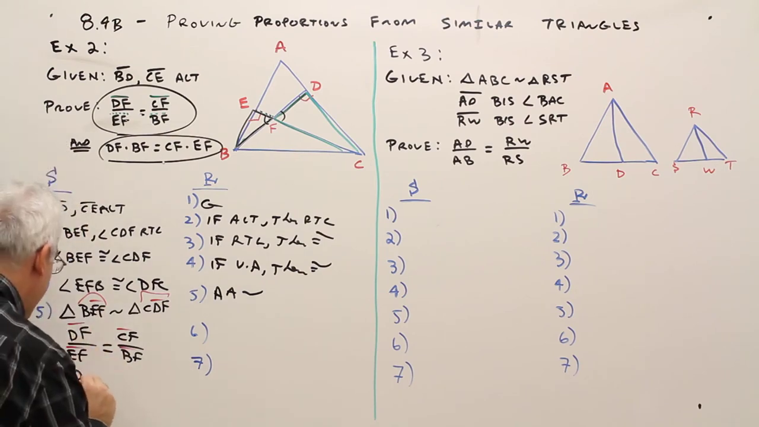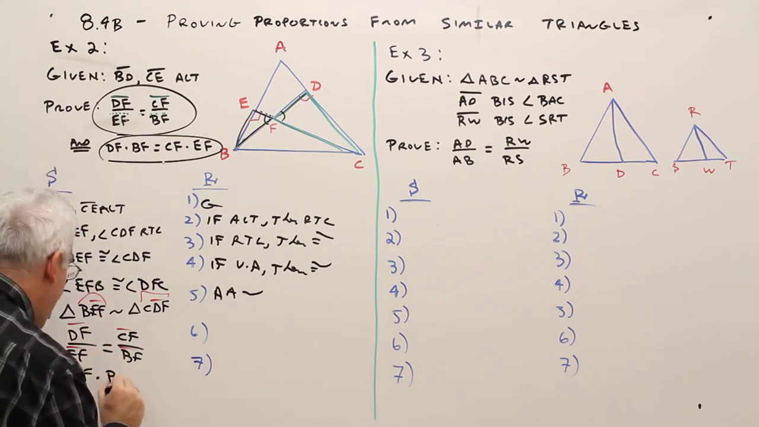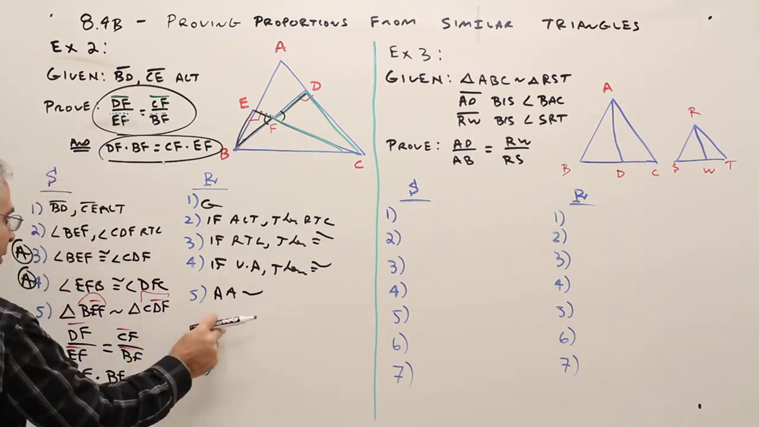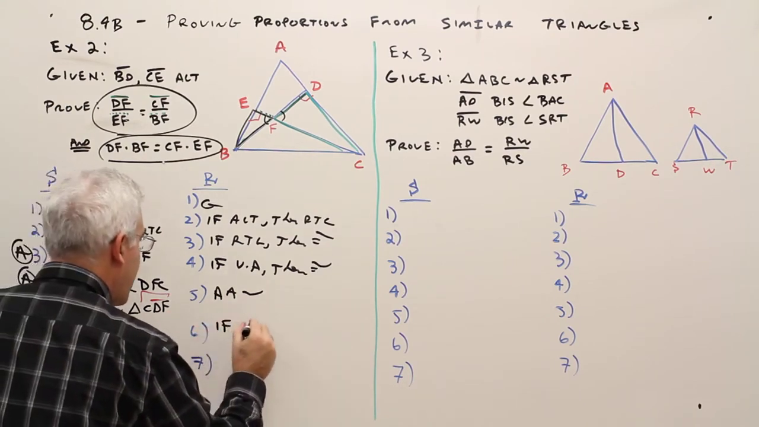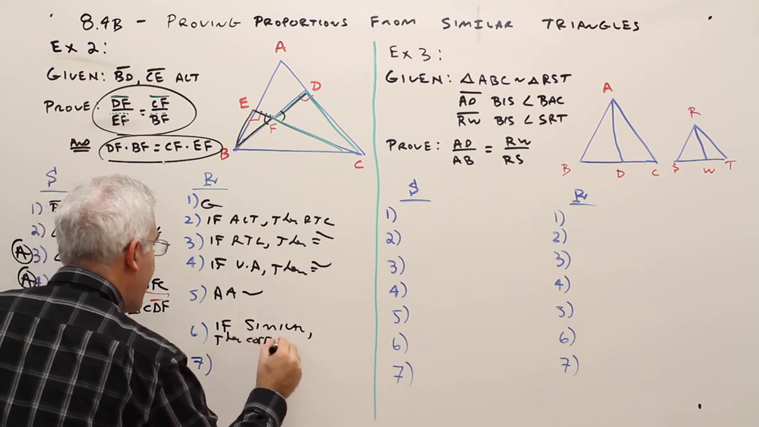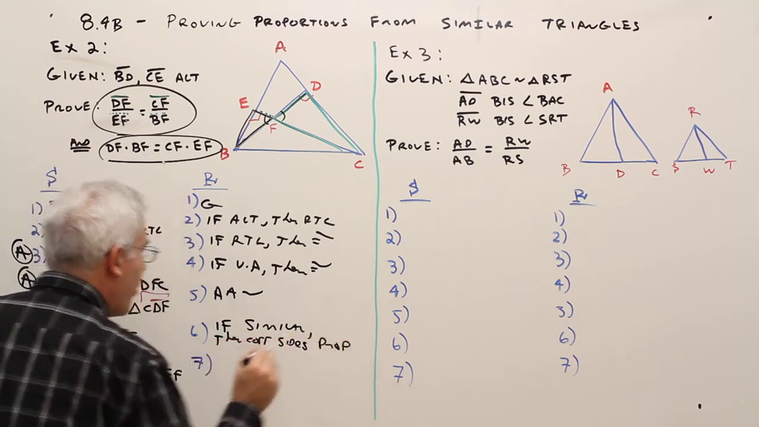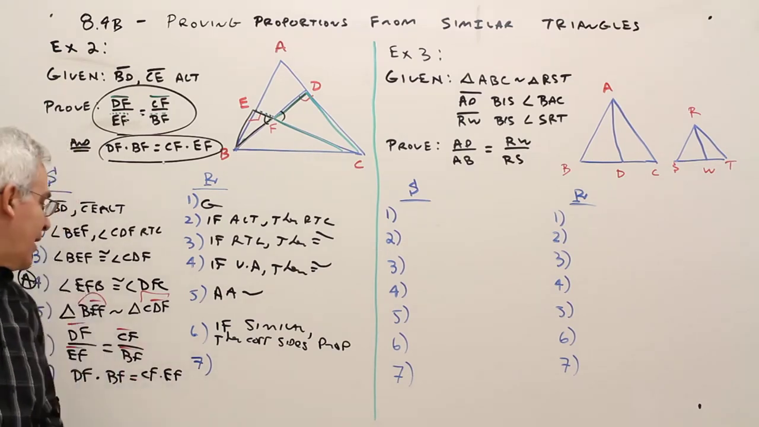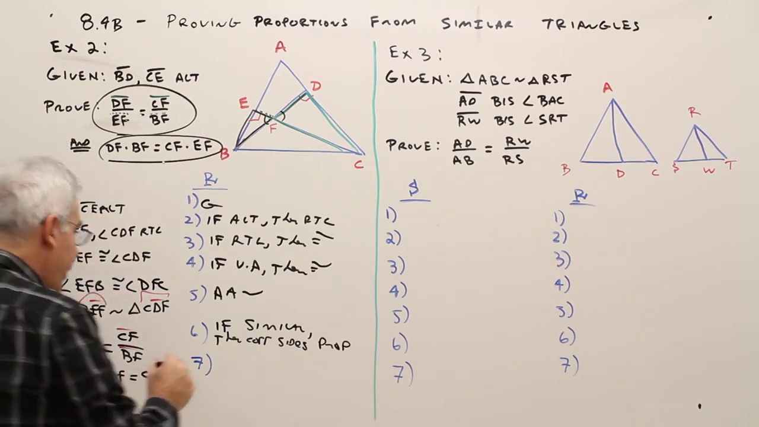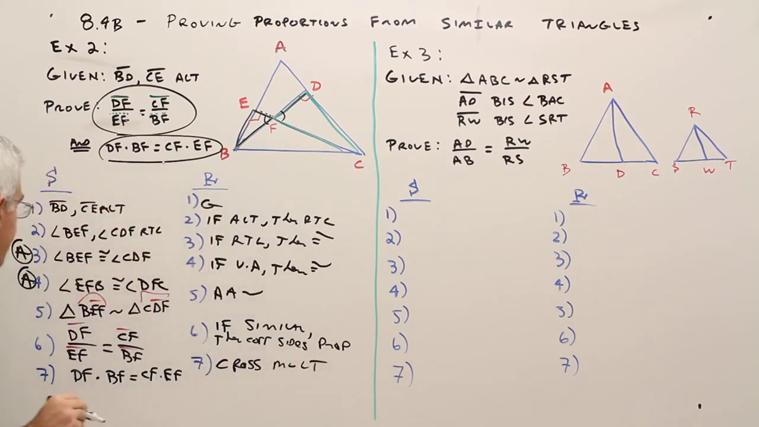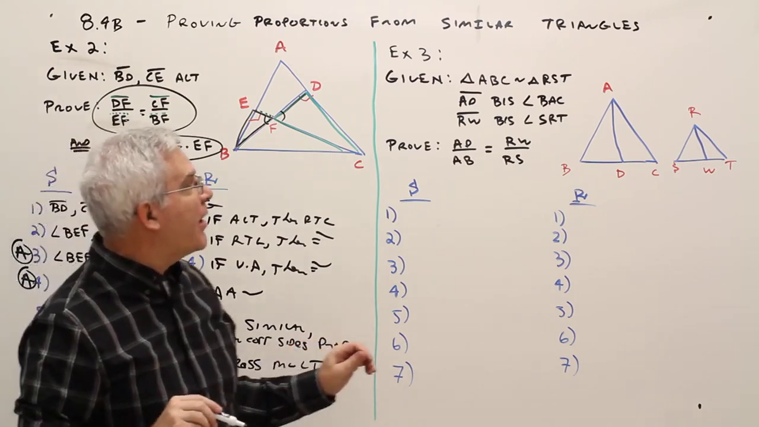So DF times BF equals CF times EF. Oh, I didn't give a reason for this. If similar, then corresponding sides proportional. In this one, the book's going to say the means extremes theorem. I'm just going to call it good old-fashioned cross multiply. Okay, so that's that for example 2. Let's move on now to example 3.